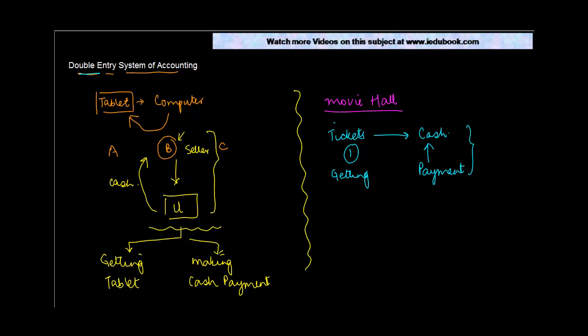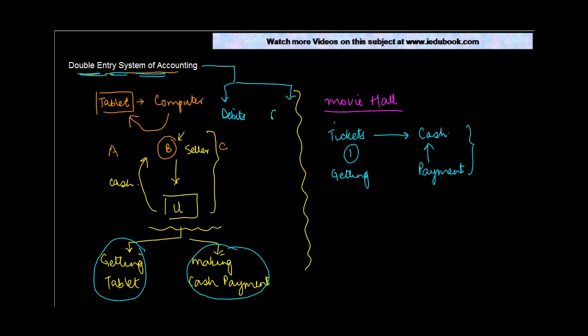Now, the double entry system of accounting is basically a system which recognizes both these aspects in accounting terms. In the double entry system of accounting, there are always debits and credits. Now, you know the rules for debit and credit, right? If you don't, then you can go through our other videos to understand the rules of debit and credit. What the double entry system says is that in any transaction, the debits and credits are equal.